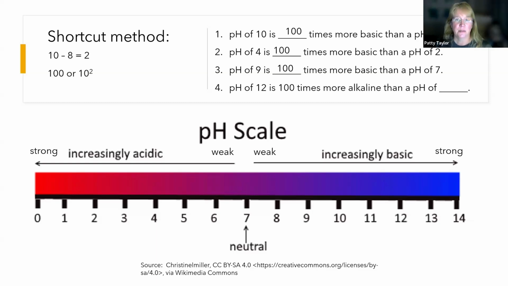Give you a moment to think about this last one. A pH of 12 is 100 times more alkaline. That means it's more basic than what number on the pH scale? It's 100 times more basic than 10. All right.